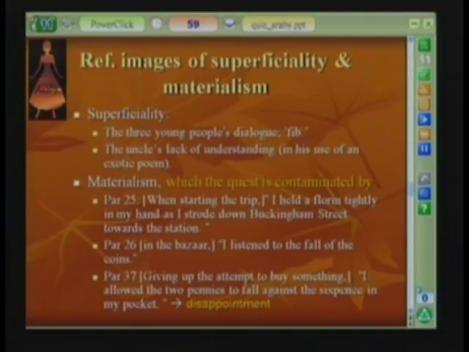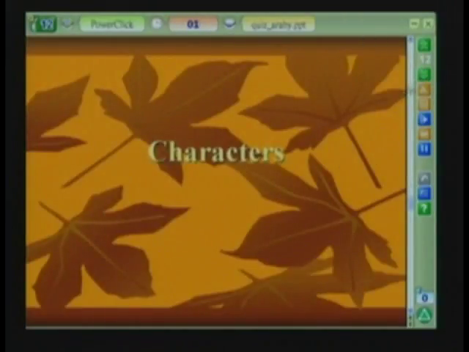Okay, let's move on. So just now we dealt with language and structure, and now we're moving on to characters.